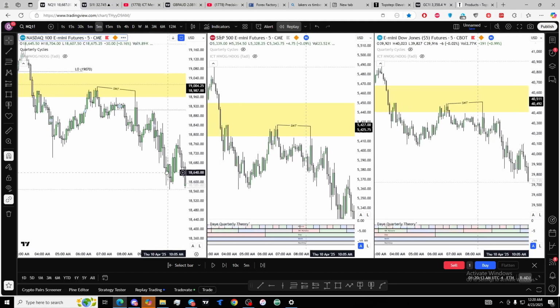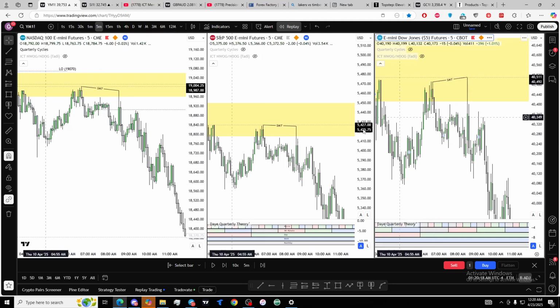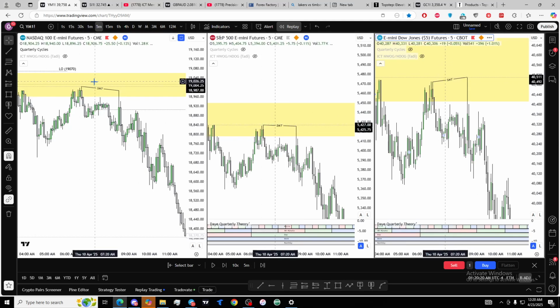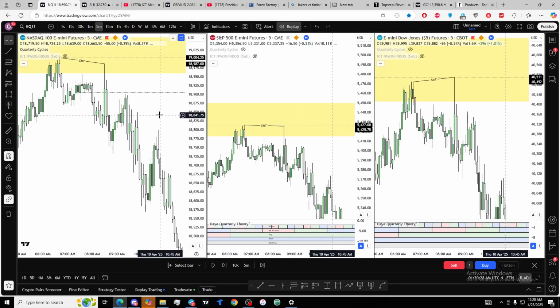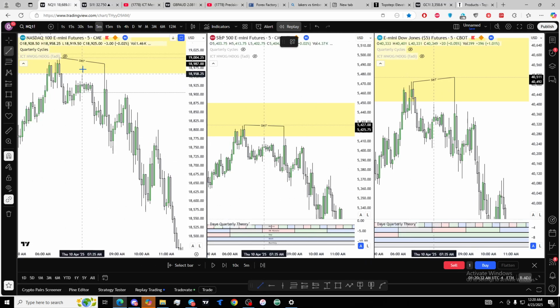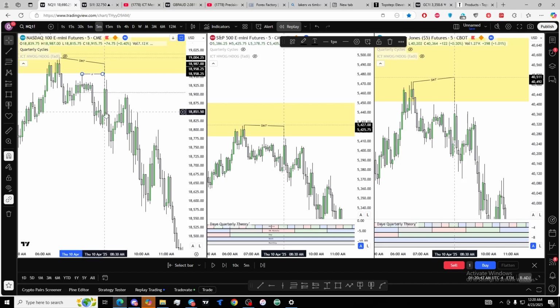Alright, so you see one is creating a higher high, one is creating a lower high, another one is creating a lower high. Now what you want to do is find out which candle took out a short-term high. You'll see on NASDAQ, as I select this high, the short-term high is pointing at the candle that took its money. So it's literally snitching on a candle. And it's pointing at this up candle.